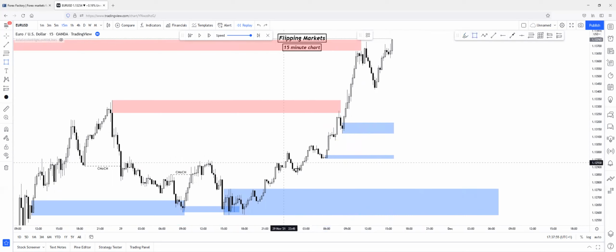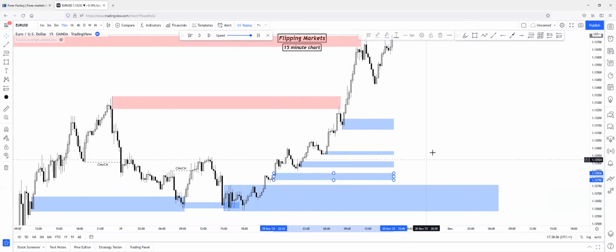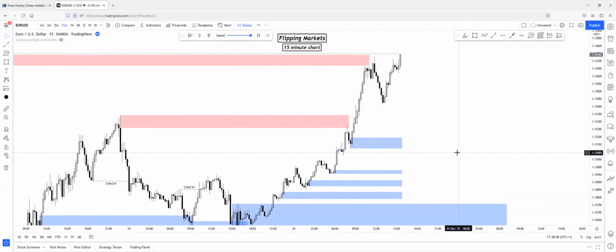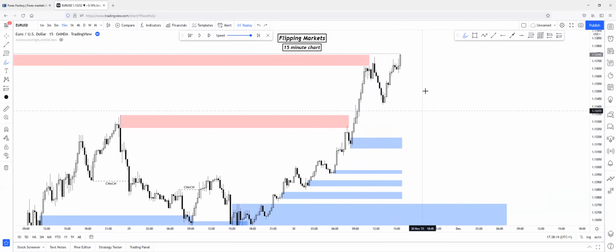Okay, let's mark out all of the demand zones. As you can see, we have this one here also. And maybe this one too. So we have 4 demand zones, 4 15-minute demand zones. Okay, but we will focus on this one. This could be our later target point for the shorts.